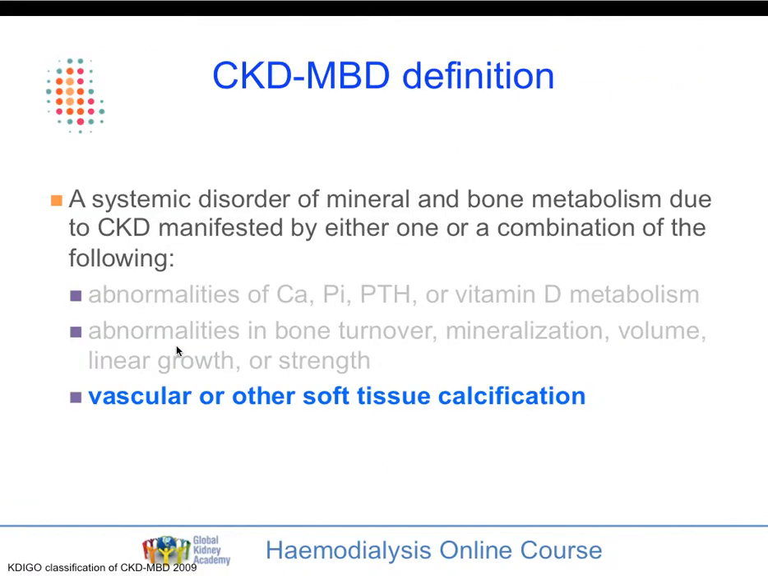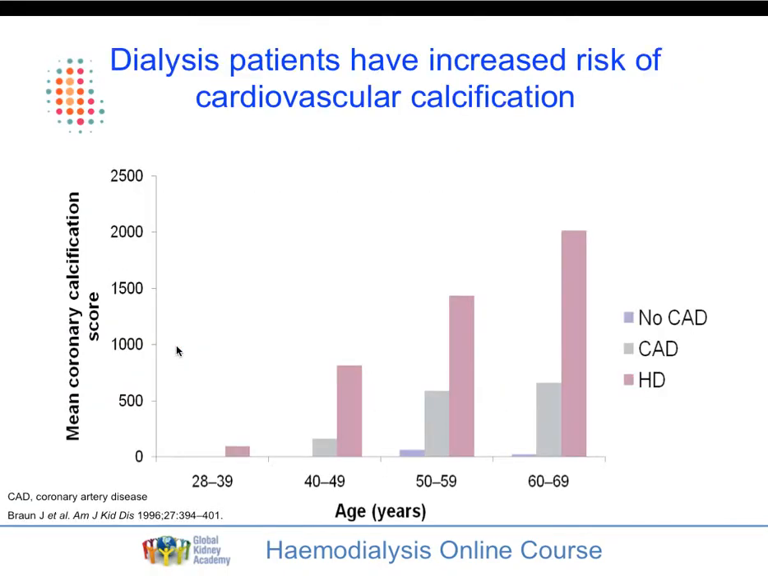What about the blood vessels? What happens to the blood vessels? Well, patients on dialysis have an increased risk of vascular calcification, as I've already mentioned in one of the previous lectures. So if you do CT scans of patients' coronary arteries, you can see in grey here, as you get older, you get a bit more coronary artery disease, and that's very common.